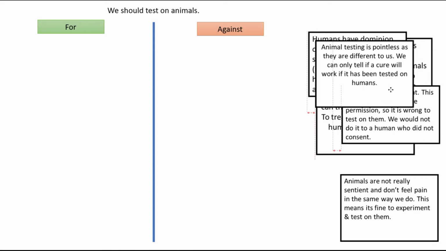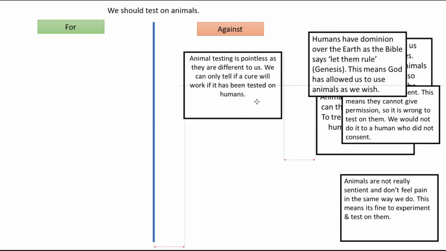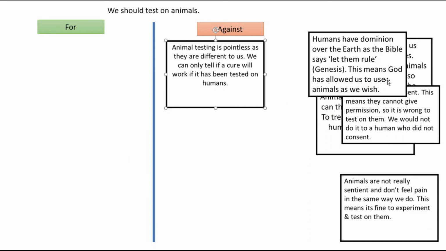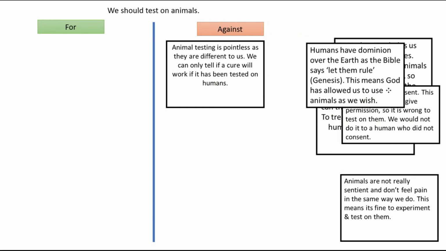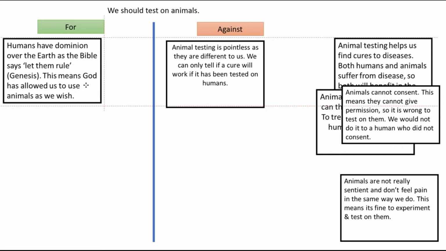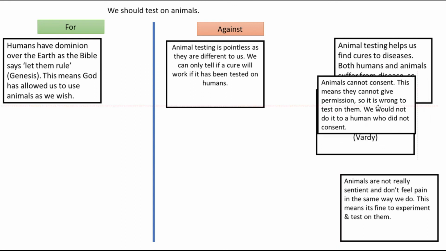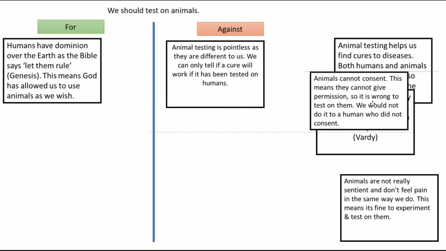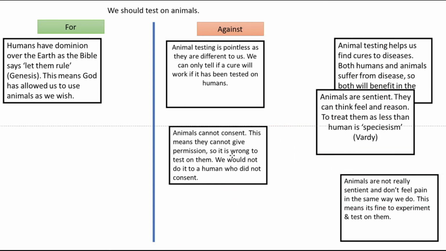Animal testing is pointless as they are different to us. We can only tell if a cure will work if it has been tested on humans. So that's against animal testing. Humans have dominion over the earth, as the Bible says, let them rule. This means God has allowed us to use animals as we wish. Well, that's definitely for. Animals cannot consent, so they cannot give permission, so it's wrong to test on them. So that's going to go against.